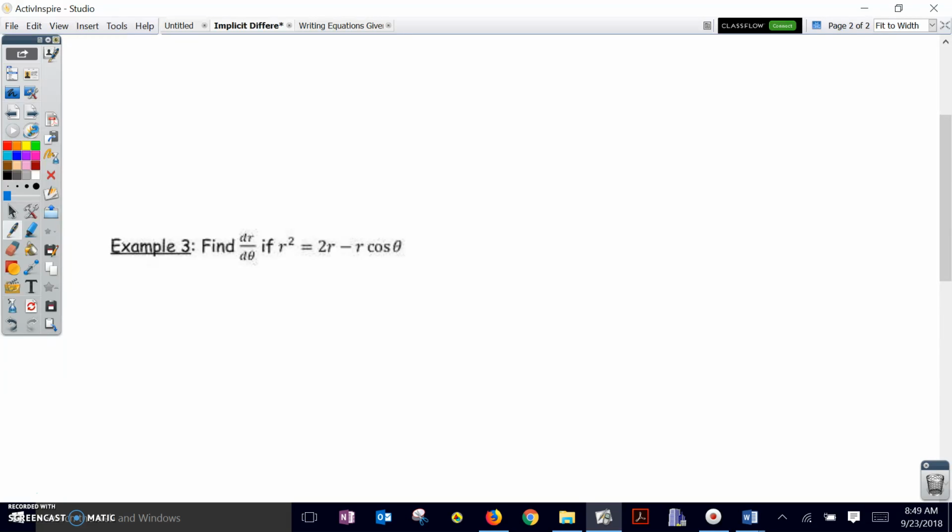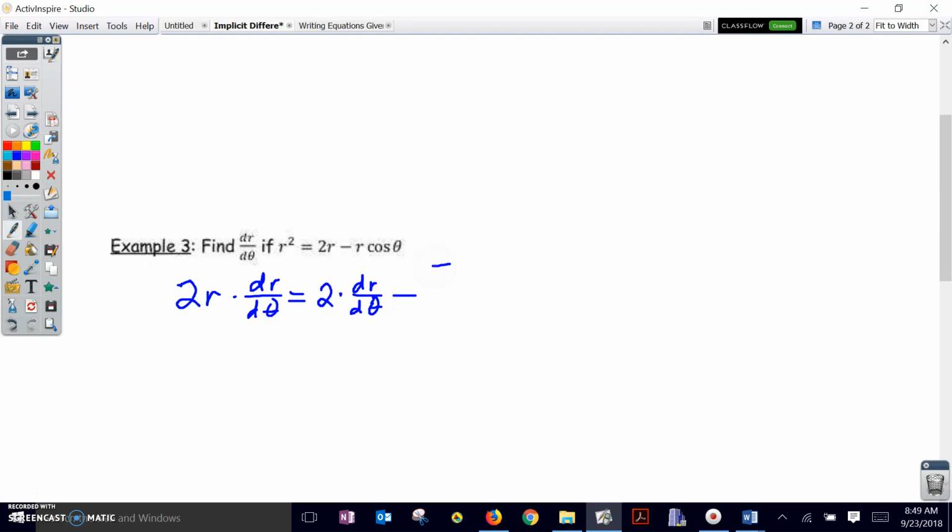And so we'll go ahead and take the derivative of r squared with respect to theta using the chain rule. Derivative of the outside, leaving the inside the same, times the derivative of the inside. The derivative of r is dr d theta. That's equal to the derivative of 2r, so that's 2 times the derivative of r, which is dr d theta.